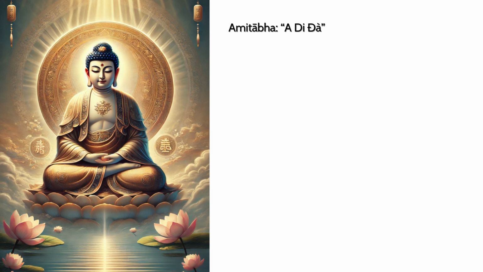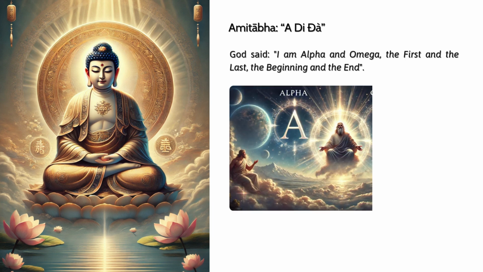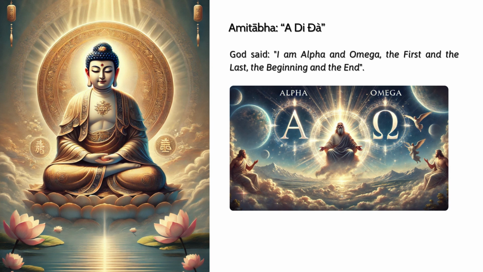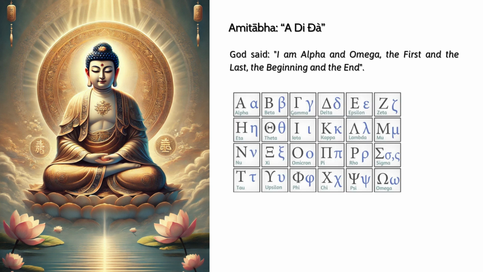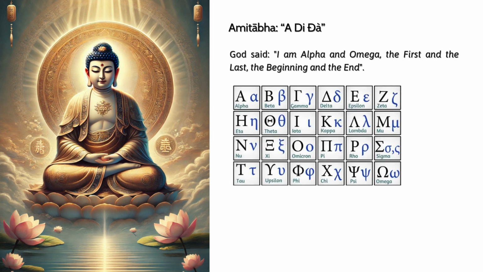Specifically in the Bible, God refers to himself as Alpha and Omega. He says, "I am Alpha and Omega, the first and the last, the beginning and the end." This detail is quoted from the book of Revelation in the Bible. To understand his words, we must recognize that Alpha and Omega are the first and last letters of the Greek alphabet, symbolizing the beginning and the end.